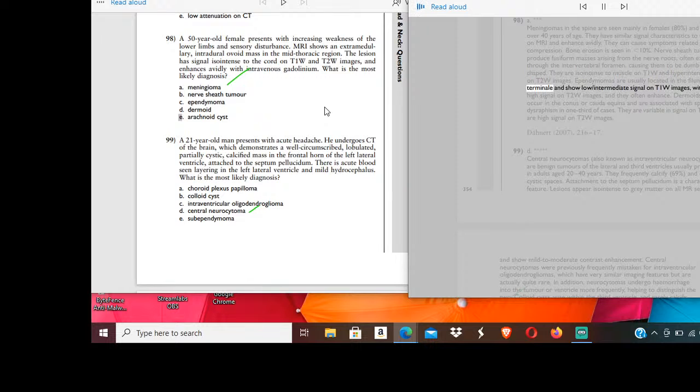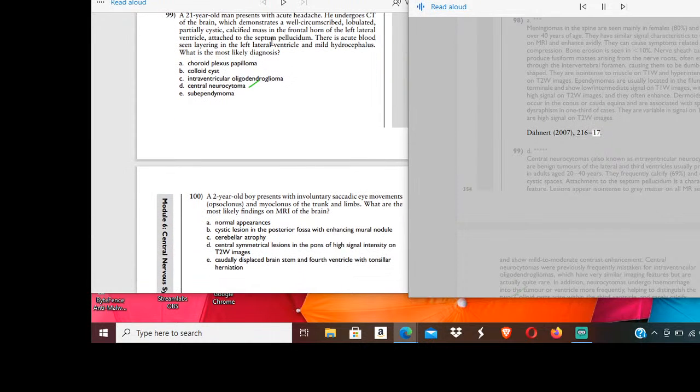Ependymomas are usually located in the filum terminale and show low/intermediate signal on T1W images, with foci of high signal on T2W images, and they often enhance. Dermoids usually occur in the conus or cauda equina and are associated with spinal dysraphism in 1/3 of cases. They are variable in signal on T1W but are high signal on T2W images. Dehnert, 2007, 216-17.